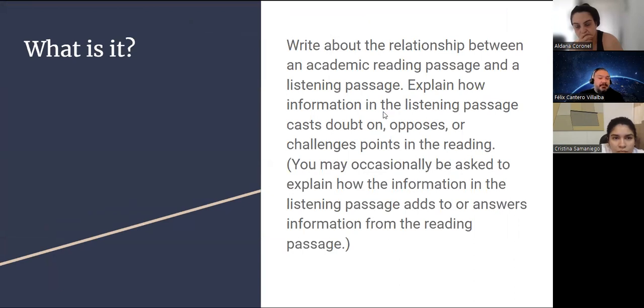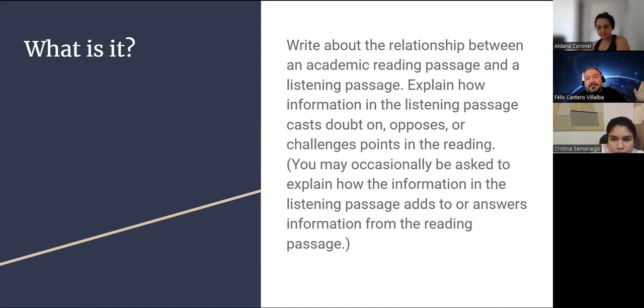So here, as we just saw in the video, you have to write about the relationship between an academic reading passage and a listening passage. You have to explain how they relate. So you're going to use verbs like cast doubt on, opposes, challenges the points. In 95% of the cases, it's like this. The reading is going to say, this is good. The lecture is going to say, this is bad. And you're going to explain that relationship.